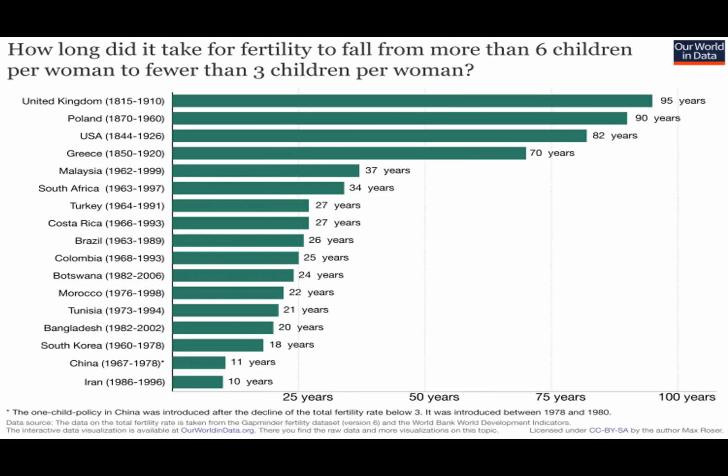This picture shows how long it took for fertility to fall from more than 6 children per woman to fewer than 3 children per woman. The United Kingdom took 95 years to fall from 6 to 3. Poland took 90 years. Malaysia took 70 years, 37 years. Tanzania took 21 years. Bangladesh, 20 years. China took 11 years. And Iran took 10 years to fall from 6 children per woman to fewer than 3 children per woman.